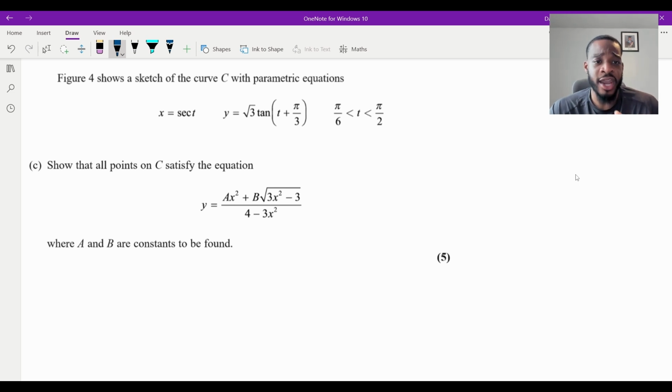We had x and y, and they were both in terms of t. Now they're saying that this same curve C apparently satisfies an equation whereby there's y just in terms of x. What's happened to that parameter t? Well, that means we have to convert from parametric to Cartesian. It doesn't say so explicitly, but it's implied, and these are things you need to look out for.